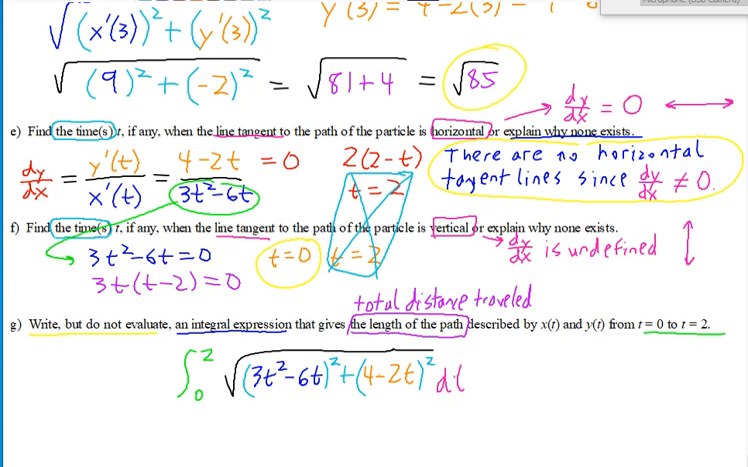And again, I just said write but do not evaluate. So that would give us the total distance traveled, which is the same as the length of the path. And that concludes the notes for AP Calculus on the topic of parametric formulas without the graphing calculator.